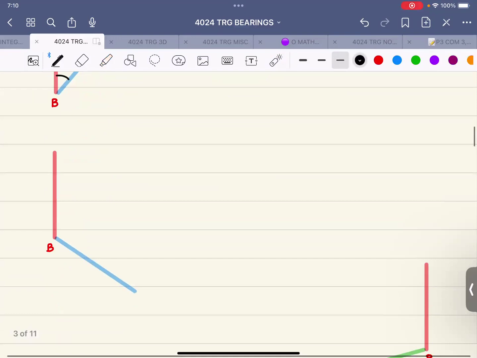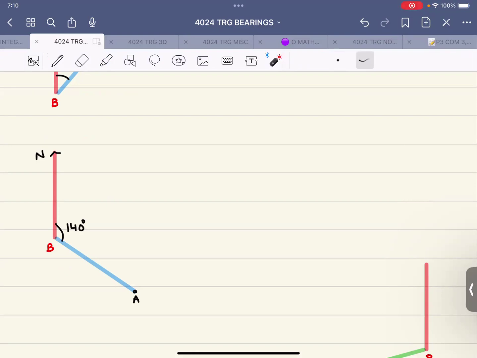Now over here, let's say this angle is 140 degrees. This is the north axis. This is the point A. For the bearing of A from B, we go clockwise. This is the angle that is given over here. So let me write 140 degrees, and that is the answer for this part.